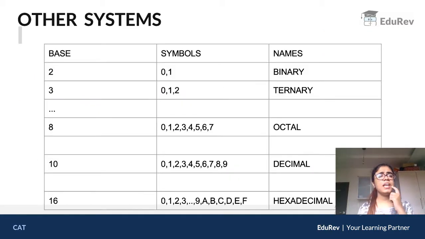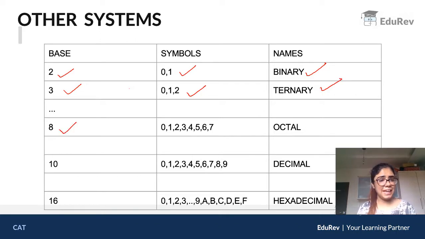Now, like I told you, for the decimal system, there are other bases, other symbols and other systems as well. So when your base is 2, you are using only 2 symbols 0 and 1. It is called as a binary system. When it is 3, we use 3 symbols 0, 1 and 2. It is called as a ternary system.